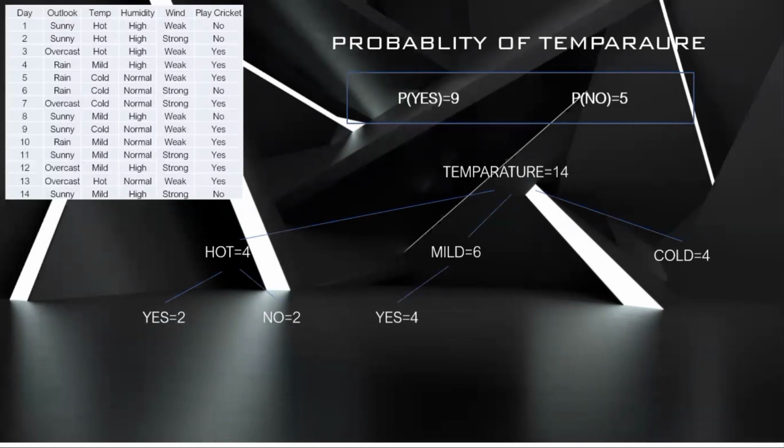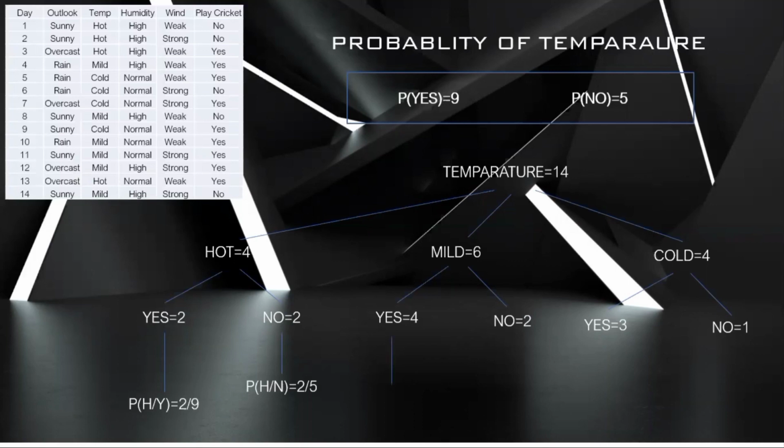And 4 days I can play cricket with mild temperature, 2 days I cannot play cricket with mild temperature. And cold, 3 days I can play cricket with cold temperature, and 1 day that I cannot play cricket with cold temperature. So speaking about the probability of hot that I can play cricket is 2 is to 9, and no is 2 is to 5.